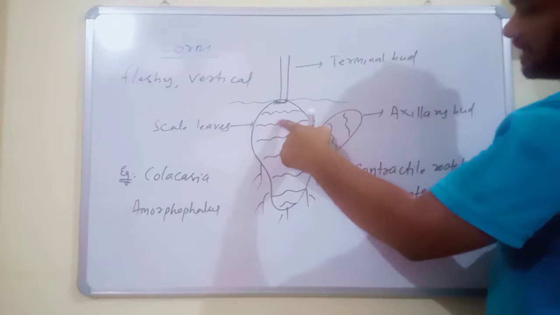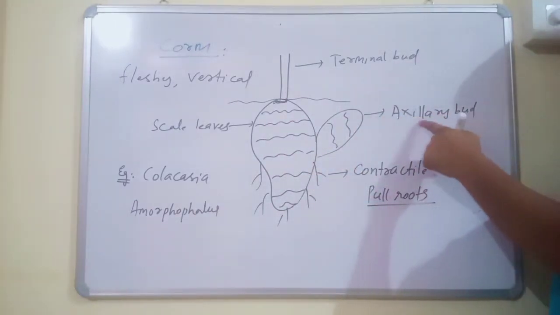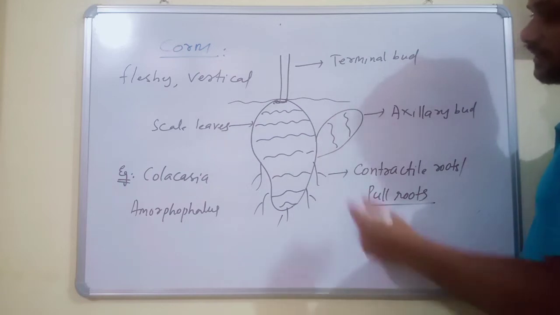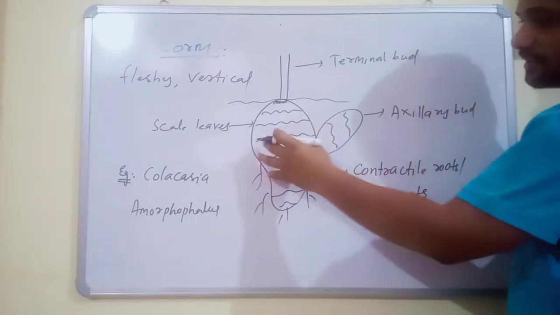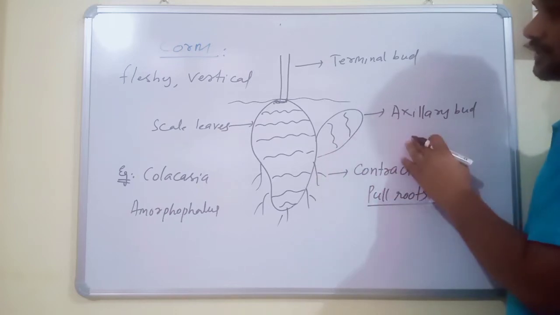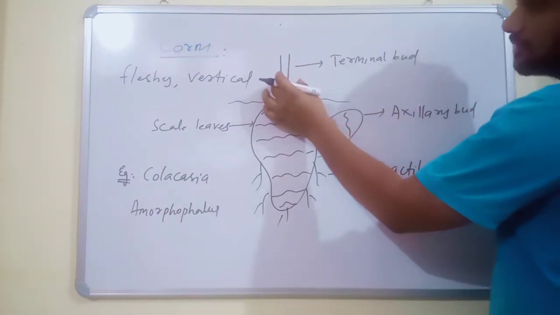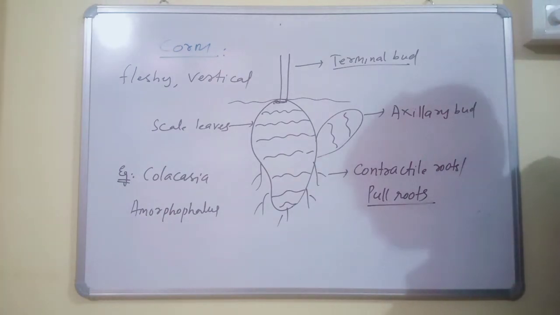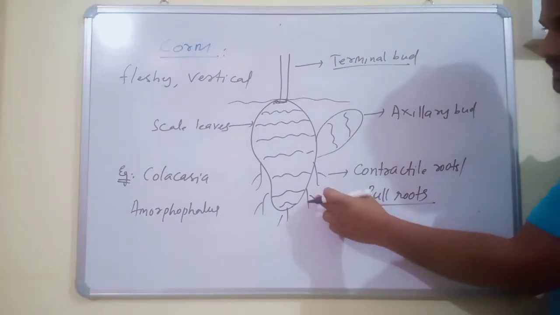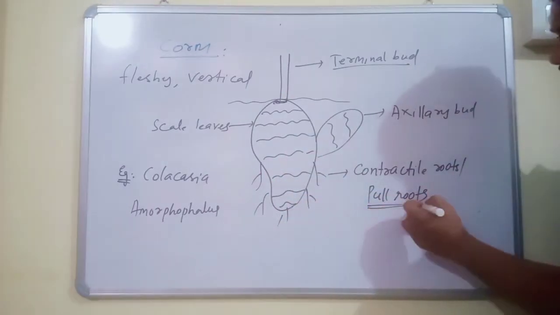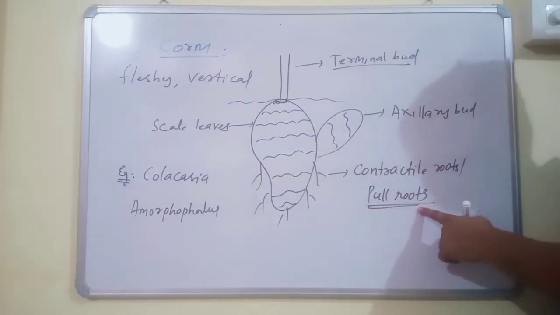Nodes bear scale leaves and axillary buds. These axillary buds usually take part in vegetative propagation and storage of food material. So axillary buds produce various branches, and these branches take part in vegetative propagation, and this is the aerial branch of the corm. Then the aerial branch of the corm is produced by terminal bud, and it also produces some adventitious roots at the base or apex of the fleshy stem, and these roots are called contractile roots or pull roots.